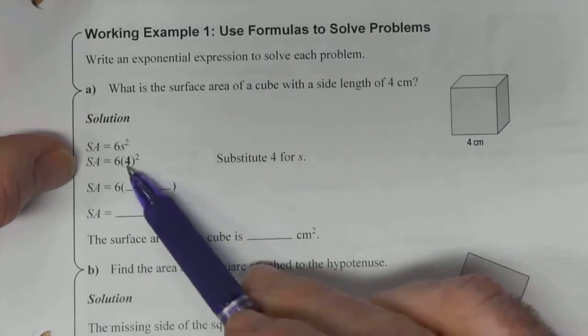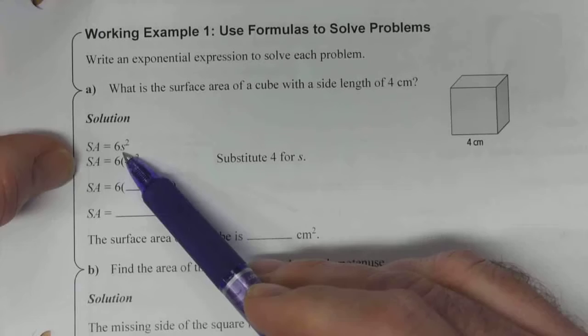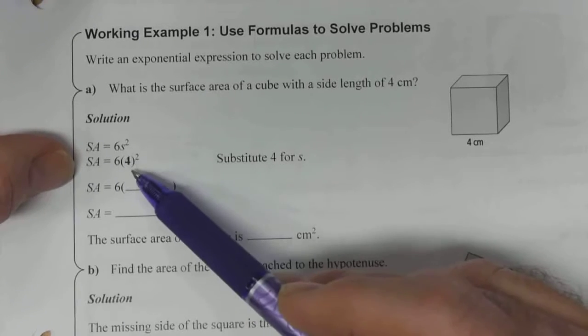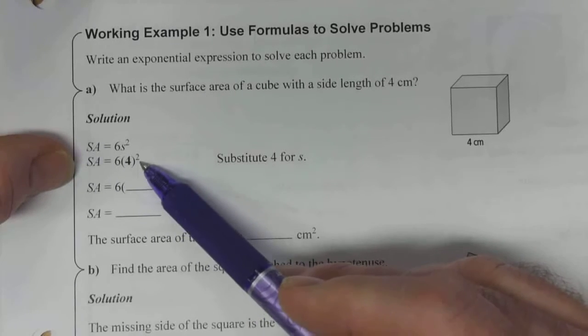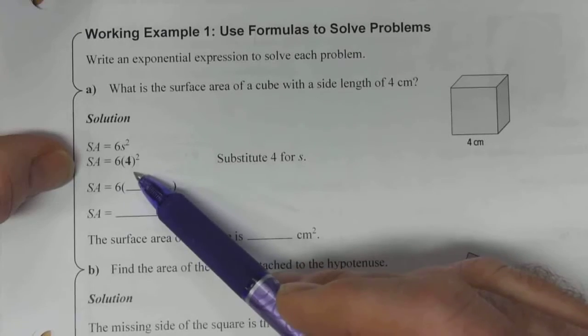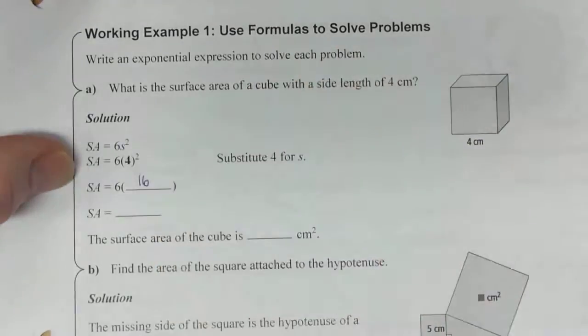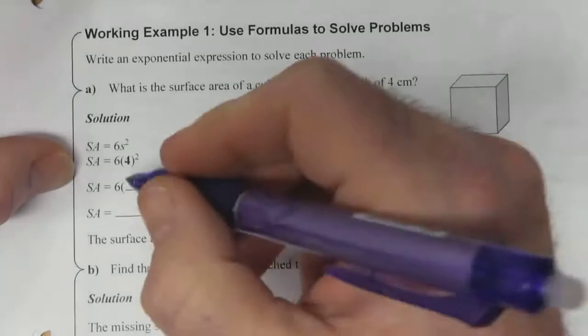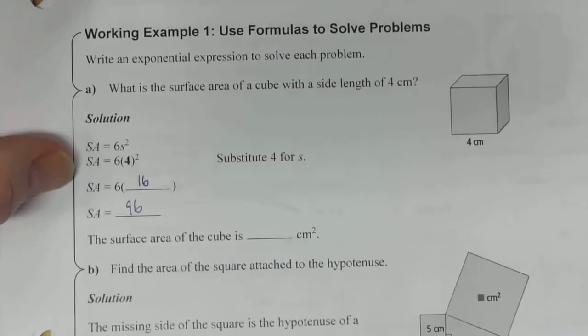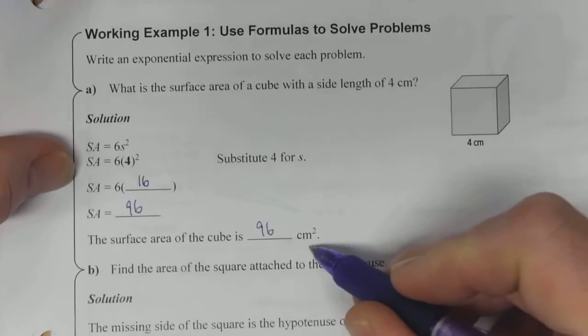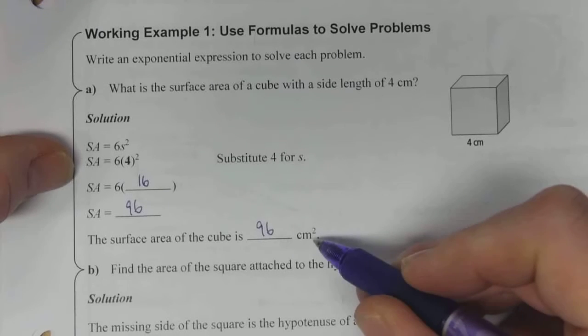So in this case, we can substitute our 4 centimeters for the s, and so that becomes 4 squared times 6. 4 squared is 4 times 4, or 16. And then 6 times 16 gives you a total of 96. So the surface area of this particular cube is 96 centimeters squared. Don't forget your units when you're answering your question.